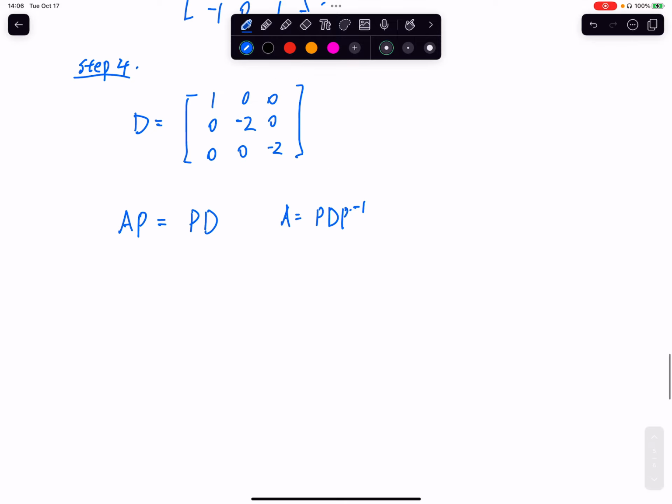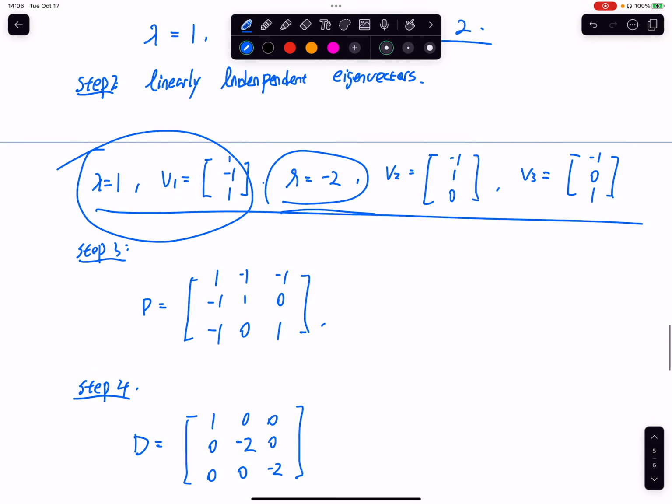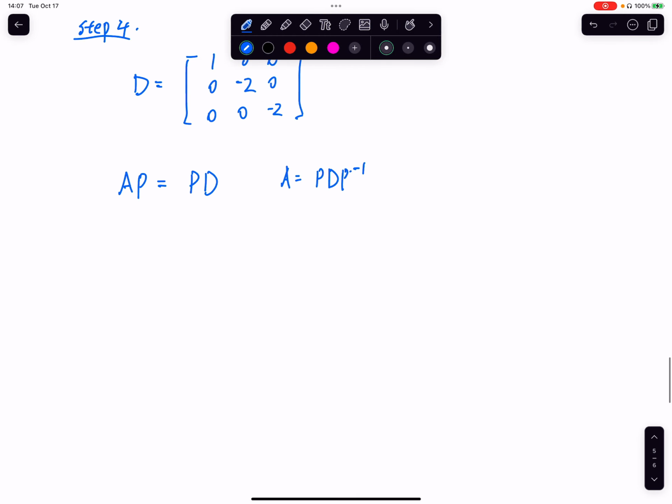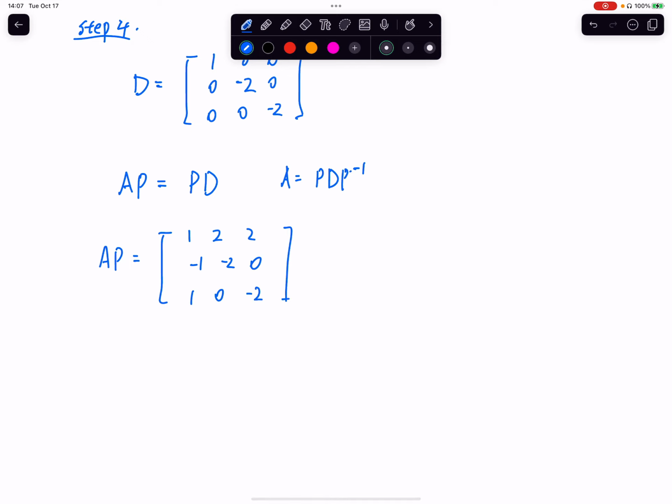So we have that AP equals, so A is this matrix, and let me just write down the result, and one can check by himself that we have 1, 0, minus 2, and our PD equals the same. Minus 1, minus 2, 0, 1, 0, minus 2. And so they coincide, and so A is indeed diagonalizable, and we found the P, D and the corresponding P inverse.